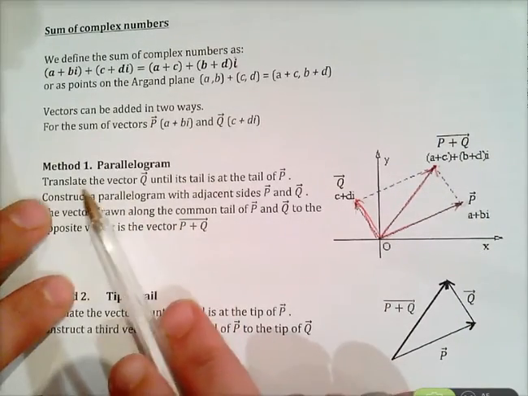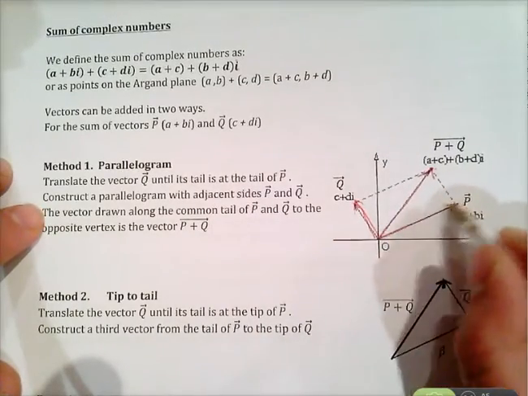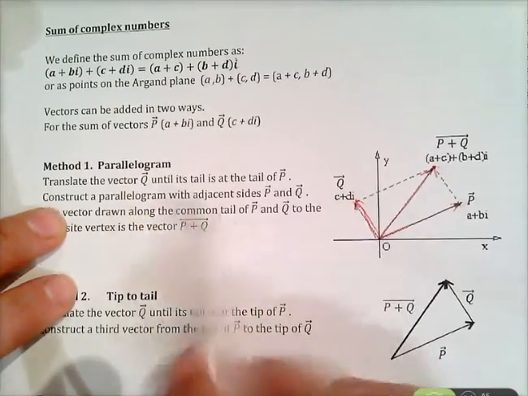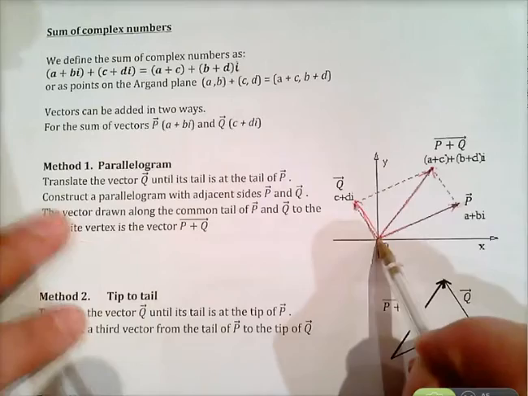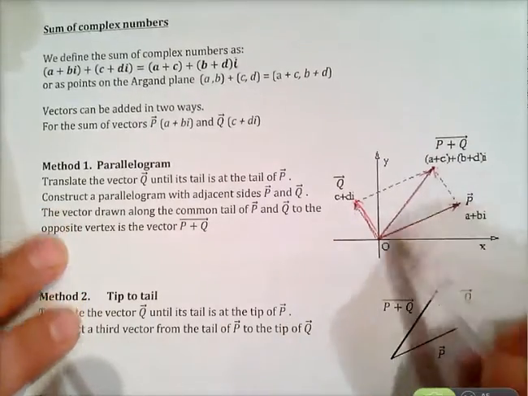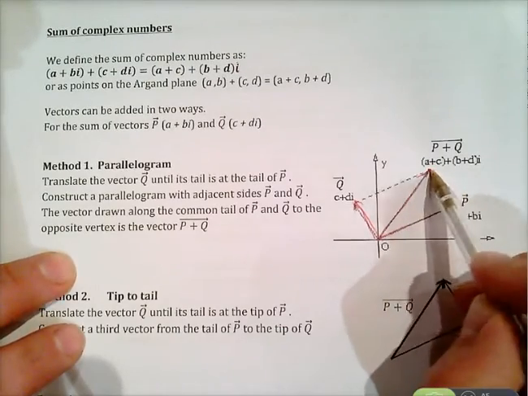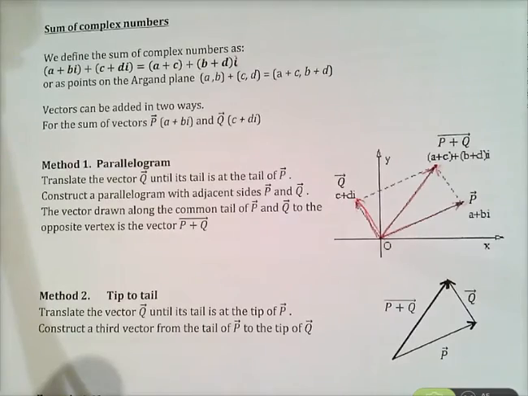So we've got vector OP there, and vector OQ here. We translate vector Q until the two tails meet here at O. Then we construct the parallelogram. Then we draw along the diagonal to the other corner of the parallelogram, and this will be P plus Q. Now we're going to do this down here.